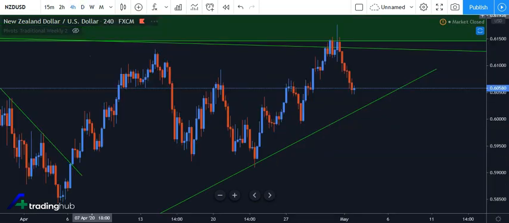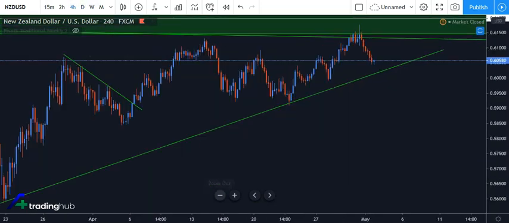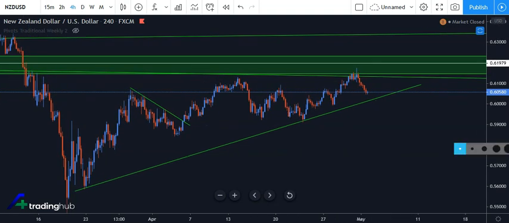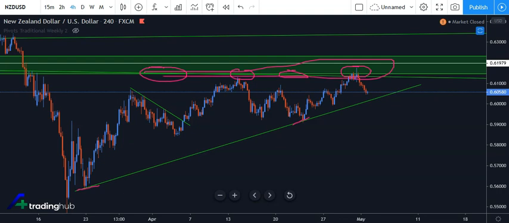On the 4-hour time frame, let's see a clearer picture on entry. You see price pushing up gradually until it reaches here. And since the beginning of last month, price has been struggling here. You cannot break this zone, the whole of this zone. So that is a resistance.